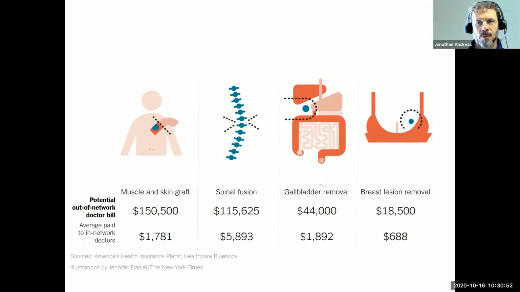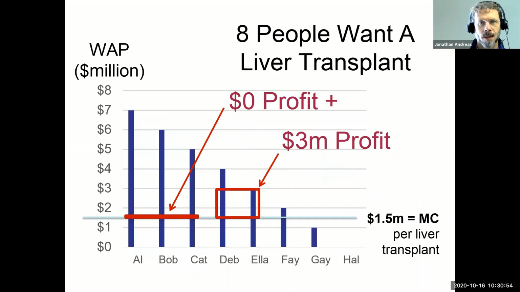So let's go back to the price discrimination scenario. In this case, we're price discriminating not according to ability to pay, but according to bargaining power. And if Al, Bob, and Kat have insurance, and so they have really good bargaining power, they'll pay close to the marginal cost for the medical procedures. And so the liver transplant operation will make zero profit on them. And that will mean that they'll have to lower prices to profit on everybody else.